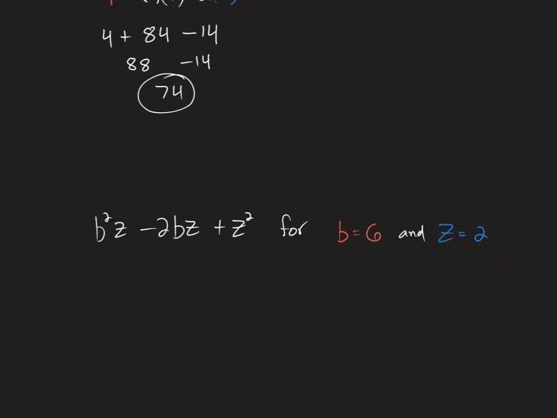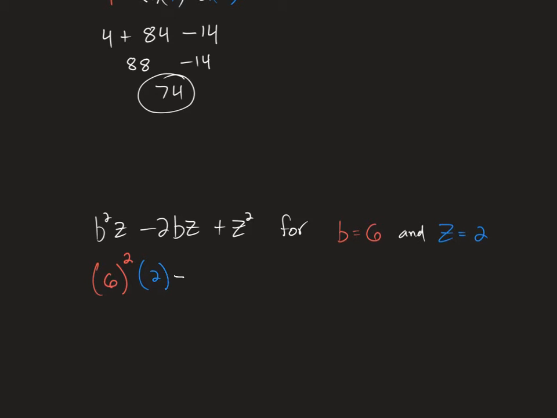b squared times z, when letters are next to each other, it's multiply, minus 2 times b times z plus z squared. And we're going to replace b with 6 and z with 2. So every time I see a variable, I'm going to wrap it in parentheses. So b is 6, I'll use red. b is 6, so 6 quantity squared. z, parentheses again, is 2.